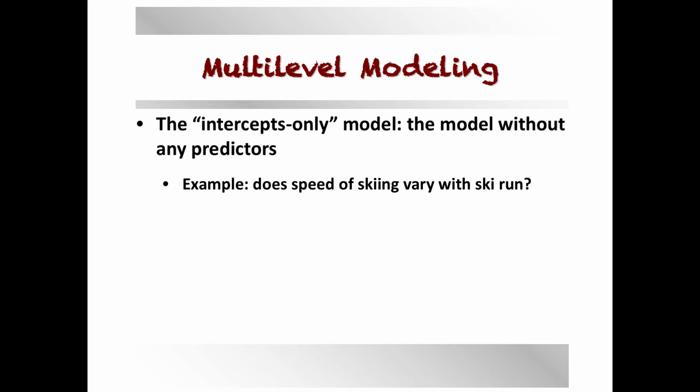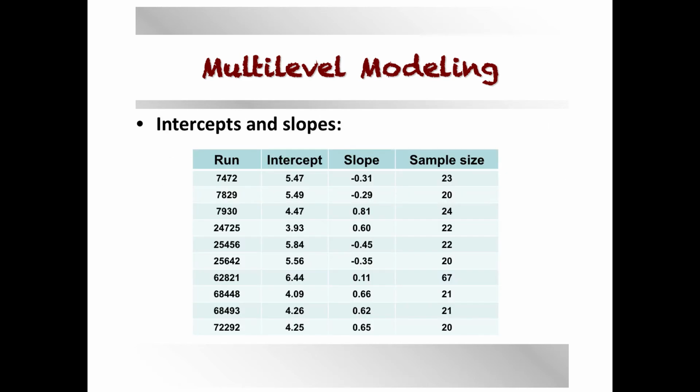This is called the intercept-only model. The intercept-only model excludes the second part there where we look at the slope as well. So if we're just looking at does speed of skiing vary with ski run, we could just calculate a mean for skiing speed across the 10 runs and then see if those means vary. More precisely here, what we're going to do is look at the intercepts. So you've got these 10 intercepts. I mentioned some of them are higher than others.